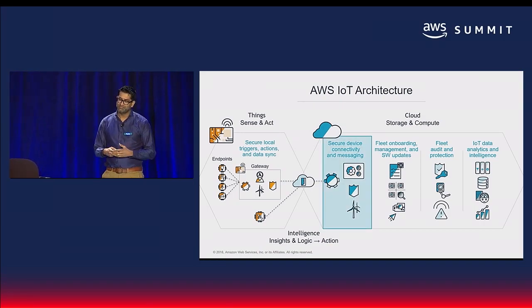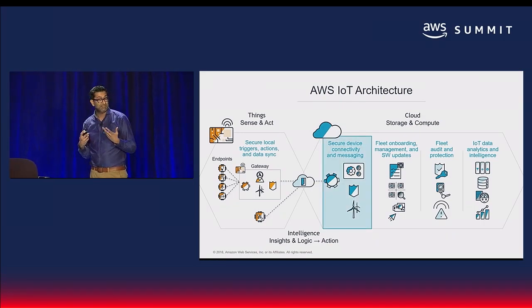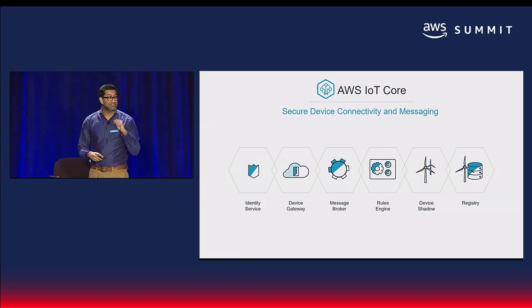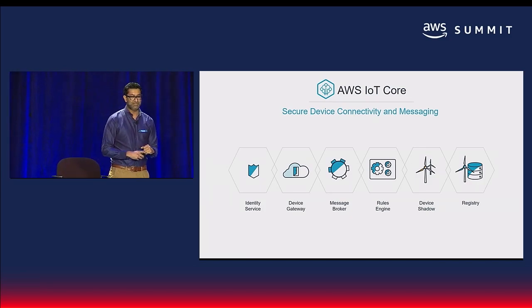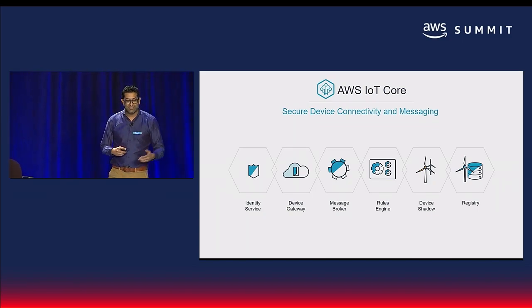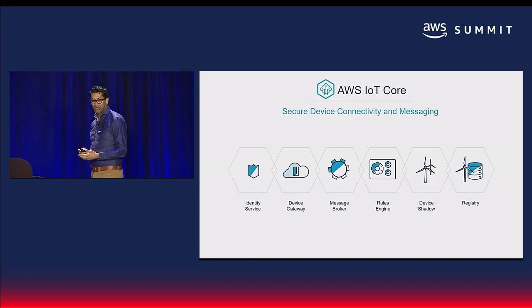So the first part, how do we securely connect to the actual AWS IoT ecosystem? Well, this is where AWS IoT Core comes in. This is the service that is the initial entry point into your IoT ecosystem. And these are the various features that it has: identity service, message broker, and so forth.